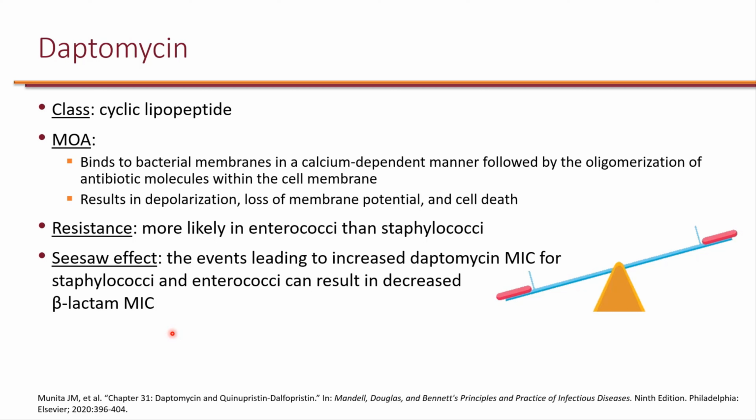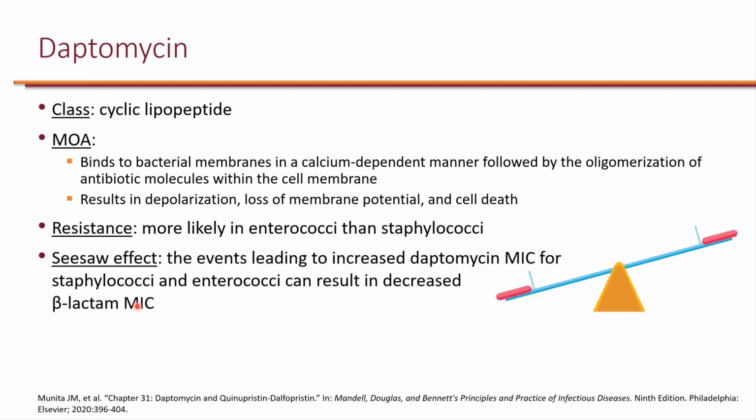And the mechanism of this effect is not clear, but this has some important roles because if there are situations where we are concerned about resistance developing, we could potentially combine beta-lactams and daptomycin, and the combination would be very effective, because if the organism develops resistance to one, then it becomes more susceptible to the other one, and vice versa. So it's kind of like a seesaw.